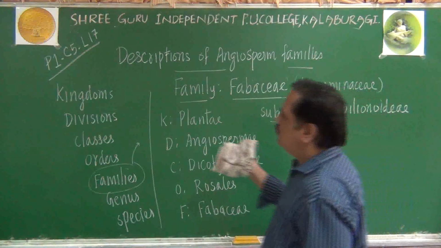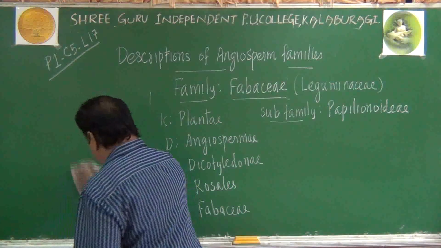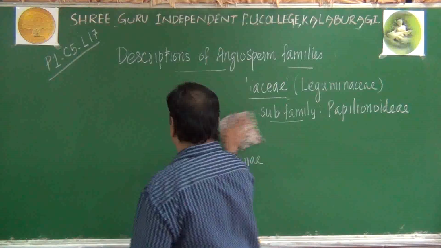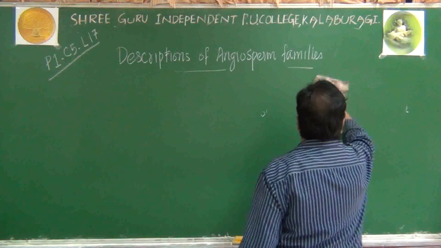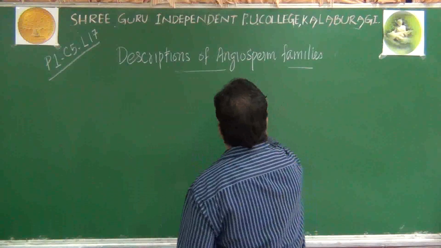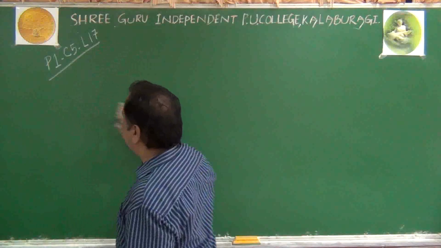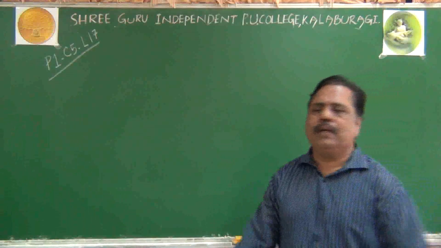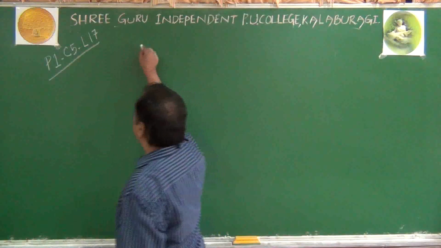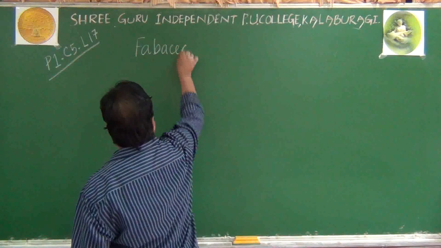Okay, students, let us write about the general characters of the family Fabaceae here. Description of angiosperm families. 3 families we are going to deal in that. The first family I am describing here is about Fabaceae, remember.